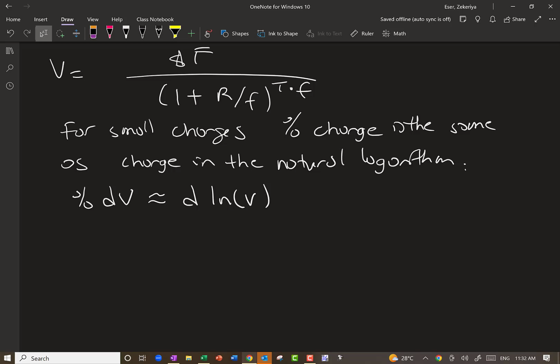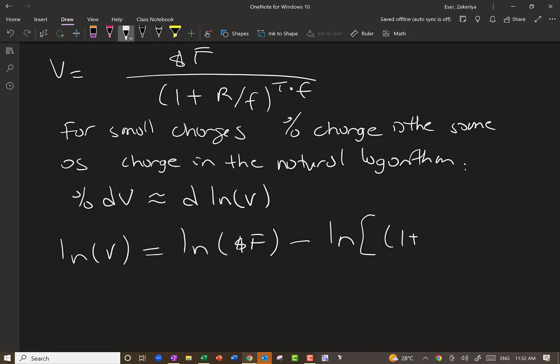Okay, what is natural logarithm of value? Well, we're going to use the rules for logs. It's equal to log of the face value minus log of 1 plus r, then use the rule for the exponents in logs: T times f, ln 1 plus r over f. Okay.